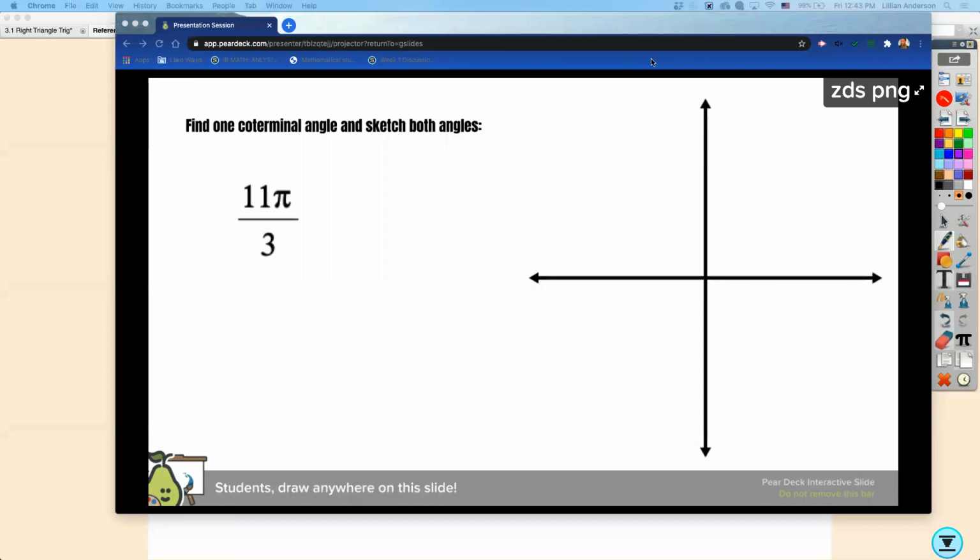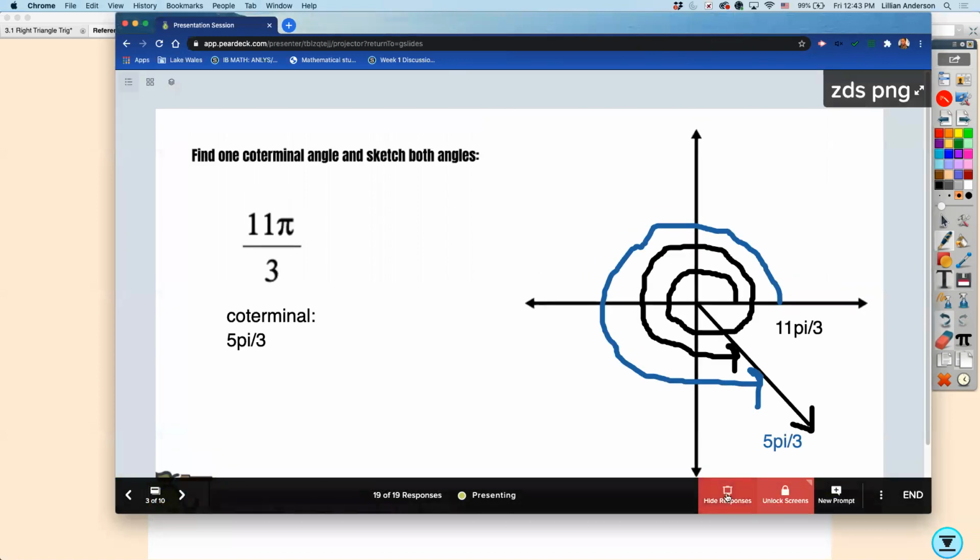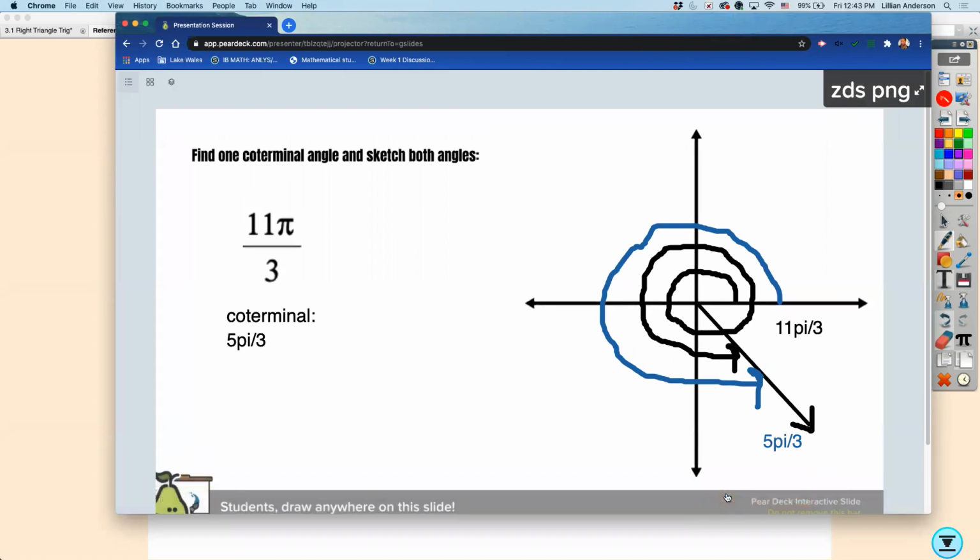So for this particular example, I asked you to find one coterminal angle to 11 pi over 3 and then sketch both 11 pi over 3 and your coterminal angle. So this one, done beautifully. For those who may be struggling with the radian ones, remember this one is 0, this one's pi over 2, this one's pi, this one's 3 pi over 2, and this one is 2 pi once we go all the way around one time.